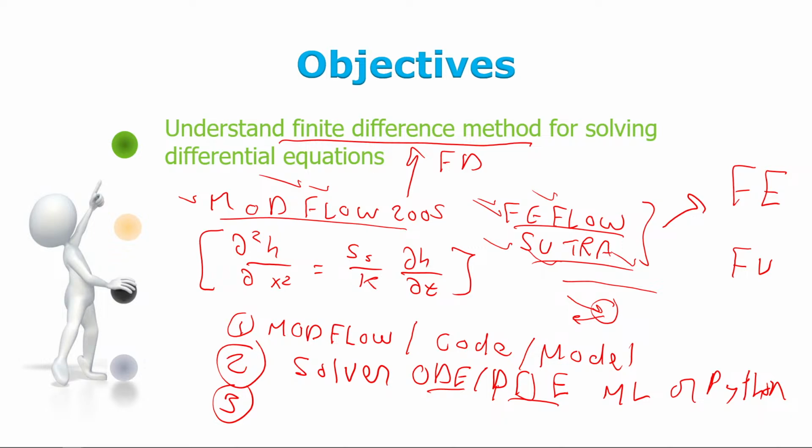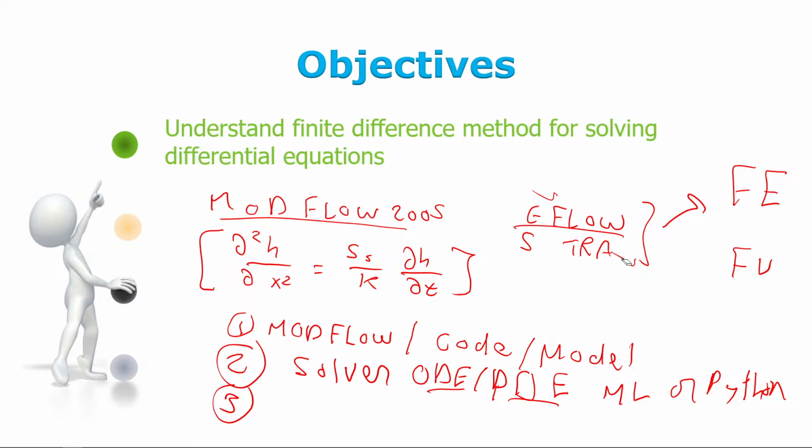Why are we learning this? Because it is important to know not just how to use these codes, but how they work. For example, when you're reading the manual of FEFLOW, SUTRA, or MODFLOW, you will understand what they're talking about when you see, okay, this is the governing equation and this is how we numerically solve it. The numerical solutions that I showed you here are from the MODFLOW manual.